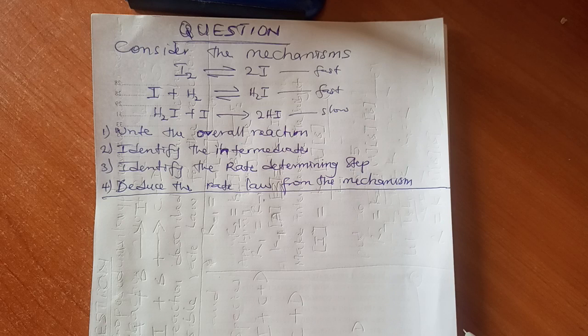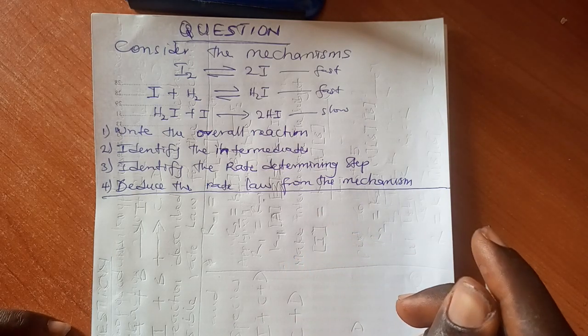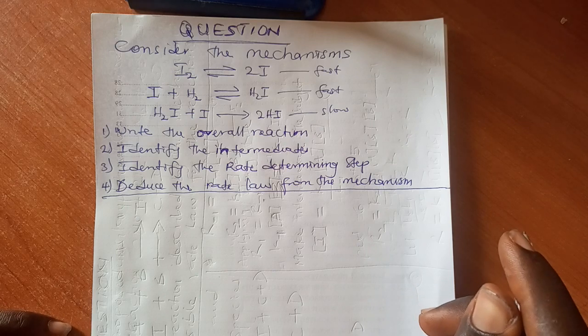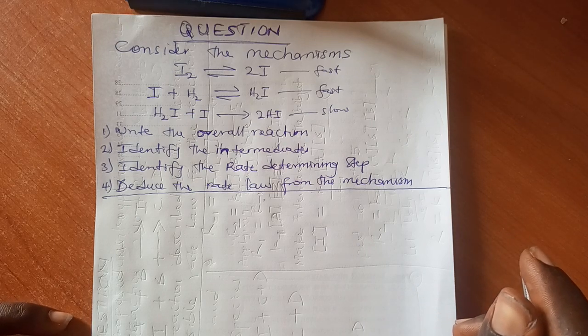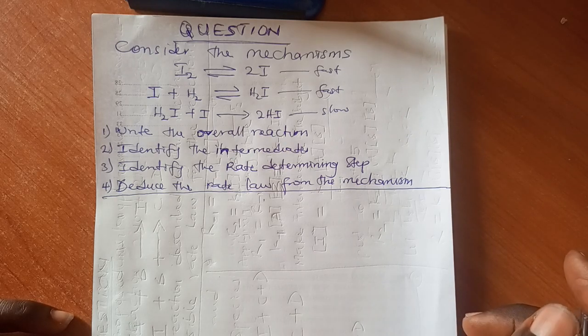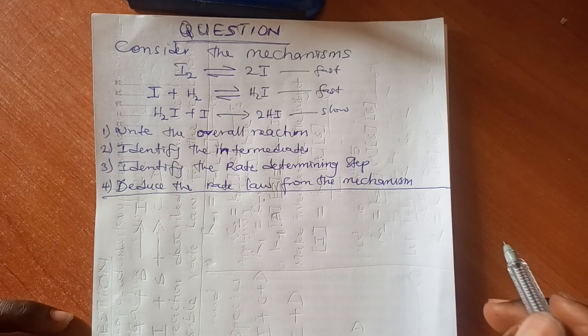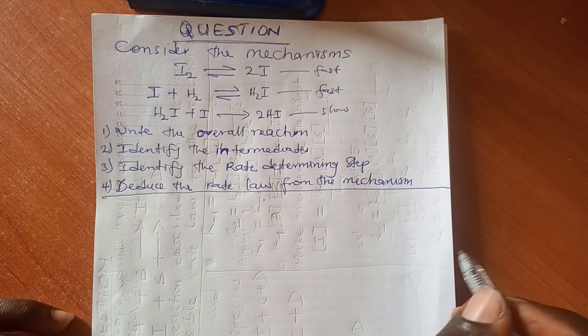This question has brought issues to students, but with this video you will have a better view and understanding of this question. Let's look at it together. When a reaction mechanism is given to you, just know that the most important thing you are looking for is the rate law from the mechanism. Not just to write the overall reaction and then determine the rate law from the overall reaction. No, you need to use the mechanism to determine the rate law.